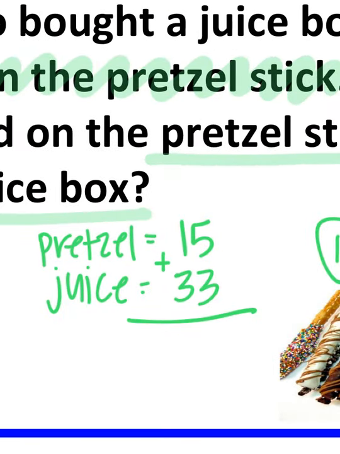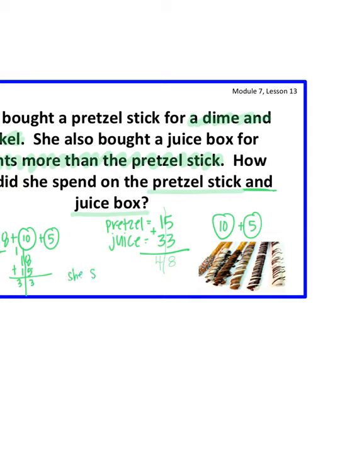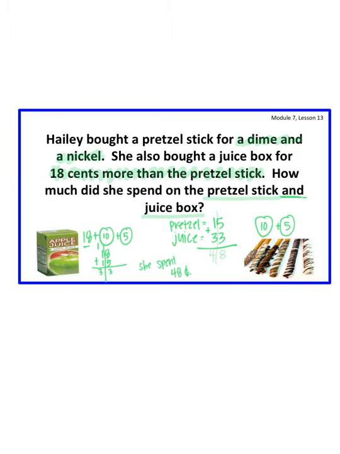Then we have to add those together. So again, we start in the ones place. 5 ones plus 3 ones. Is that enough to make a 10? Nope, just 8. Then we go to the tens place. 1 ten plus 3 tens is 4 tens. So she spent 48 cents. All right, did we get the same answer? I hope so. All right, the last one is up next.